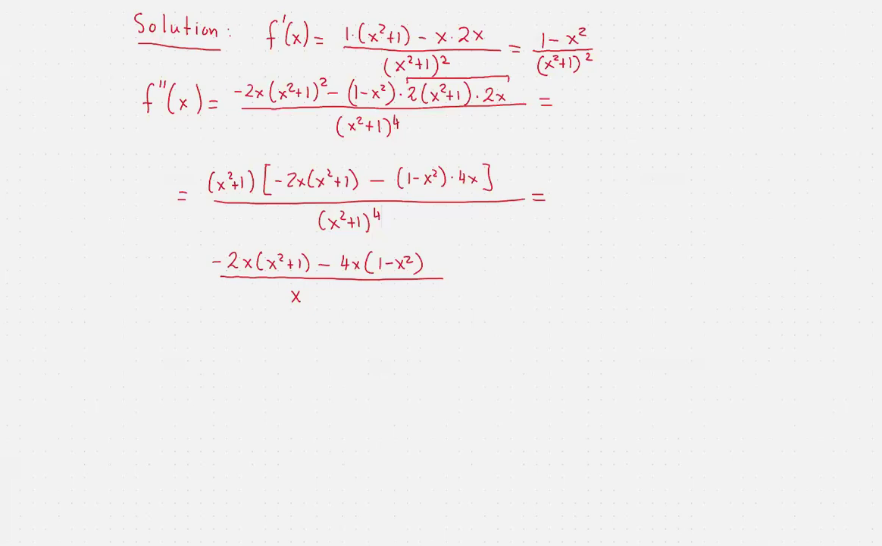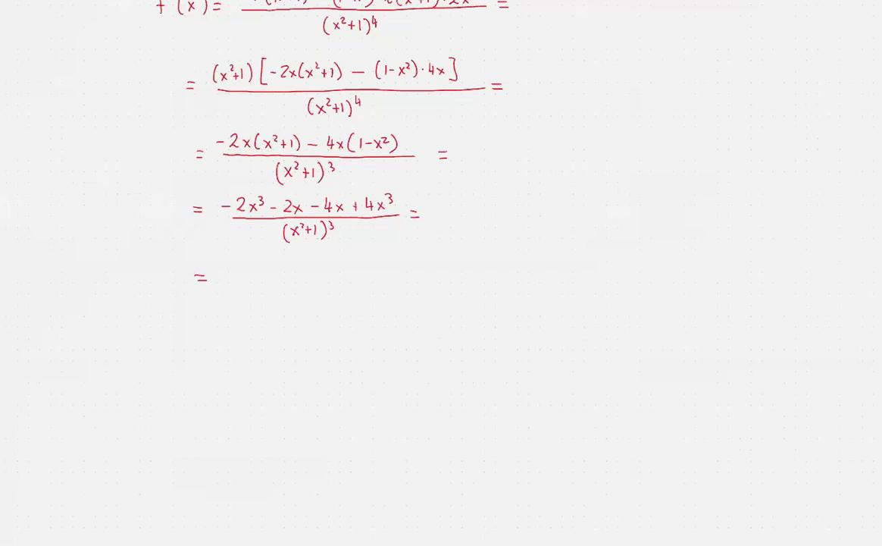And now we can FOIL the top, and we will get minus 2x cubed minus 2x minus 4x plus 4x cubed over x squared plus 1 to the third power, which will give us 2x cubed minus 6x over x squared plus 1 to the third power.